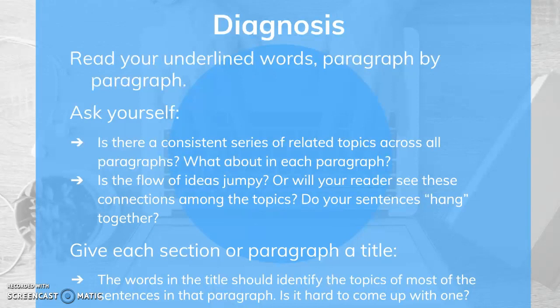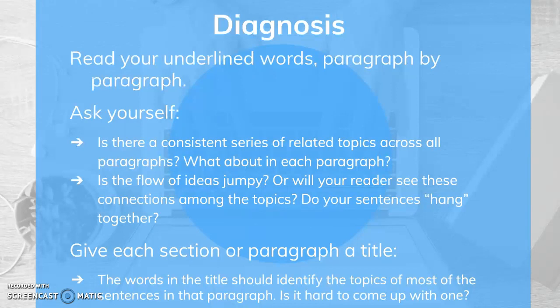Once you've done this, what you'll want to do is give each section or paragraph a title based on these topics that are becoming revealed as you're looking at just these little snippets of text. So the words in the title of each paragraph should identify the topics of most of the sentences in that paragraph. In other words, as you're looking through the first few words that you underlined, the topic of that paragraph should be clear. You should be able to come up with a title that acts as an umbrella for the topics of everything in that paragraph.